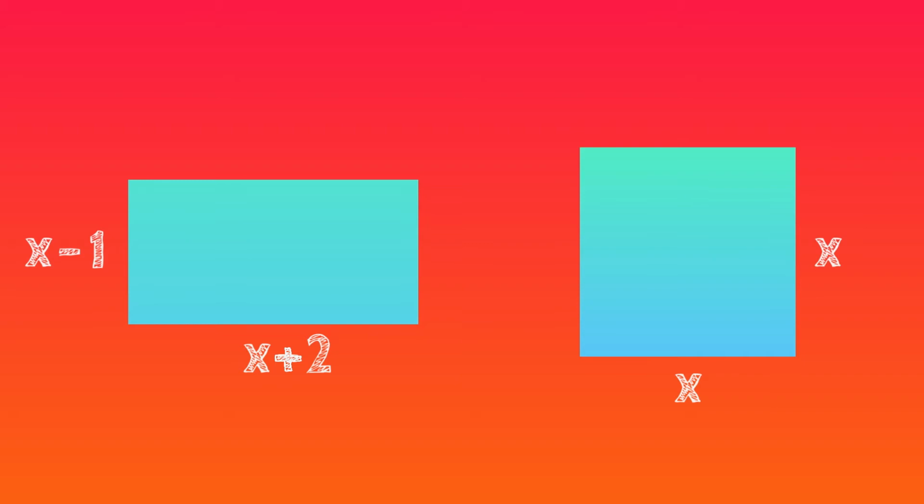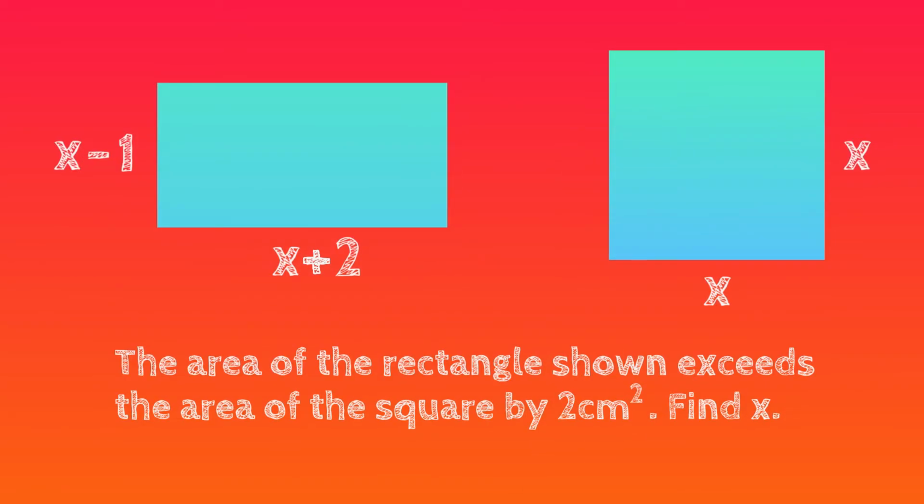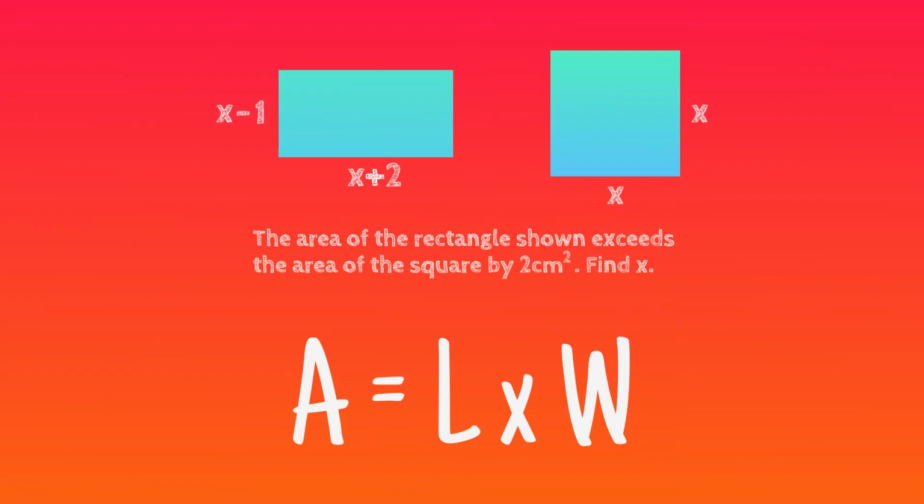Now, the question reads, the area of the rectangle shown exceeds the area of the square by 2 square centimeters. And it says find x. Now, the formula for area is length times width. The length is the longest side on the shape and the width is the shortest side.